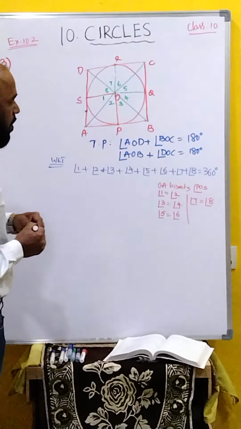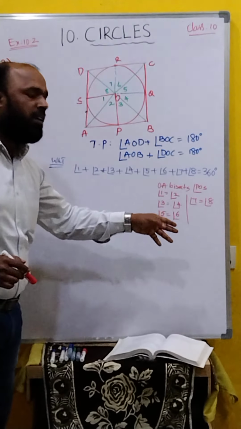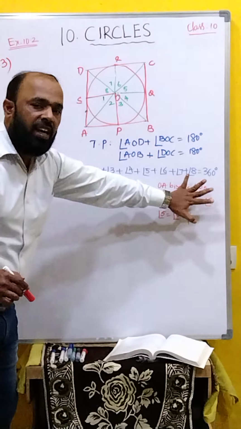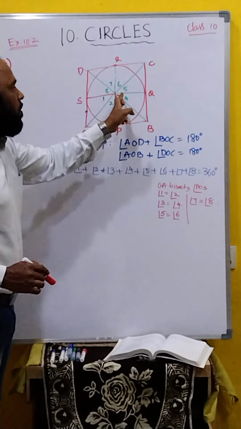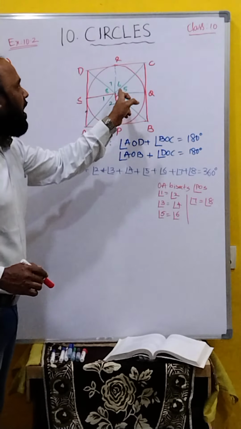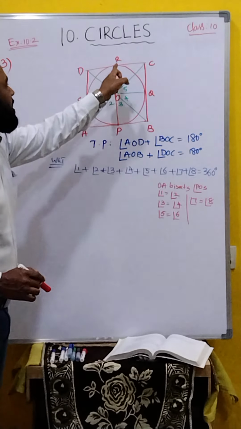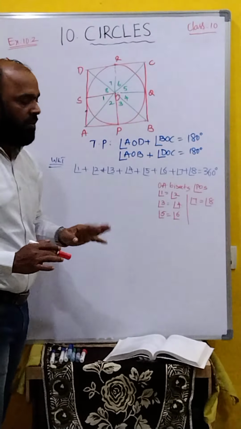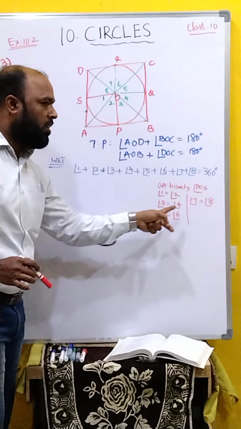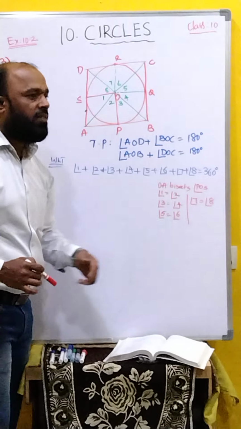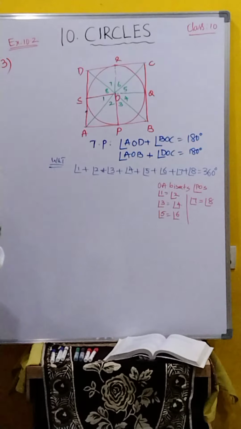Clear children? Now instead of 2 you can substitute 1, or instead of 1 you can substitute 2 also, because these angles are equal, because OA is bisecting POS and OB is bisecting POQ and OC is bisecting QOR and OD is bisecting ROS or SOR. Because of that reason all angles are equal. 1 is equal to 2, 3 is equal to 4, 5 is equal to 6 and 7 is equal to 8. Clear children? Now we'll go for that one.